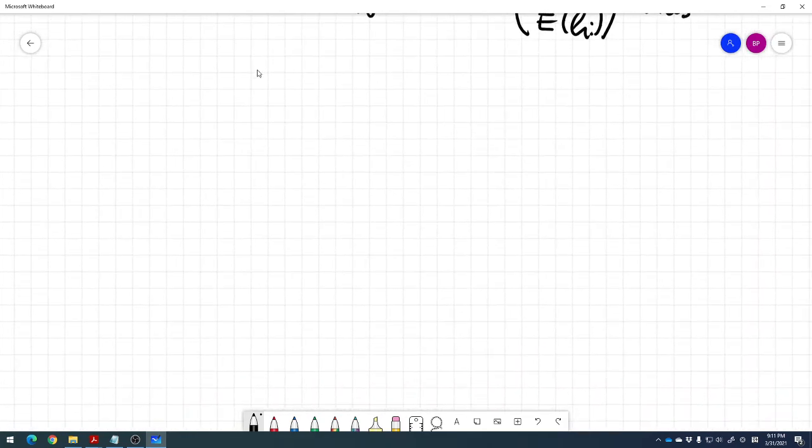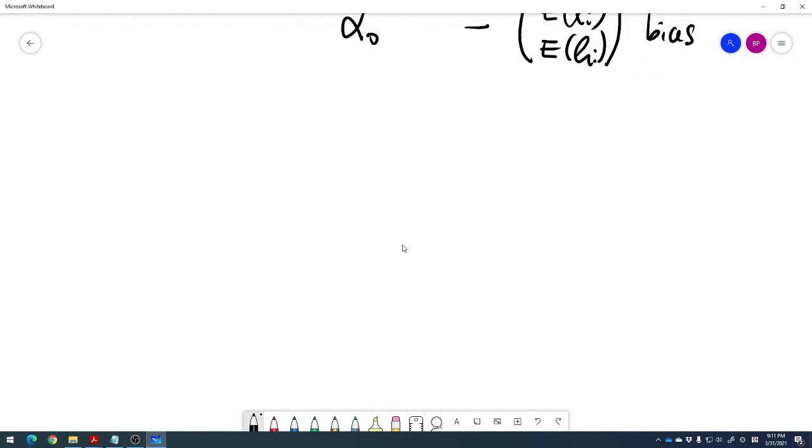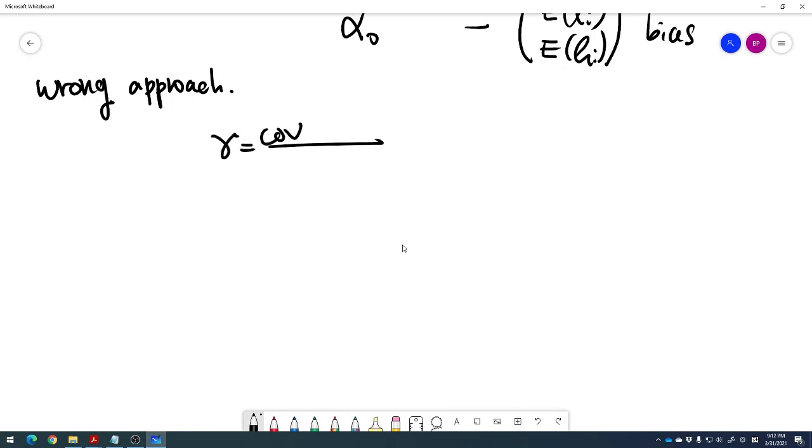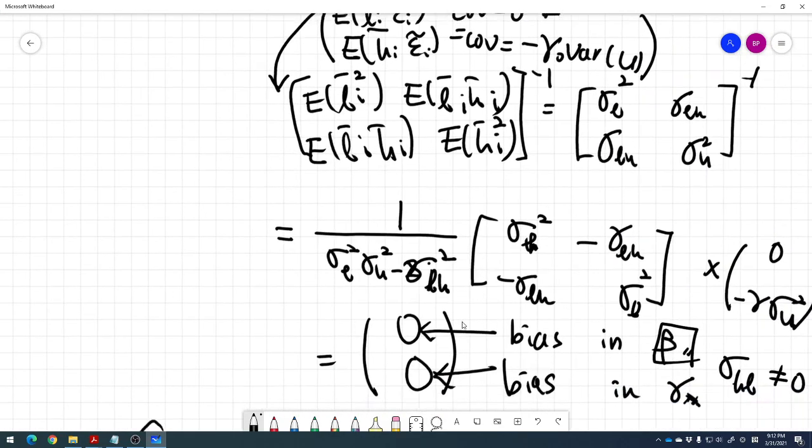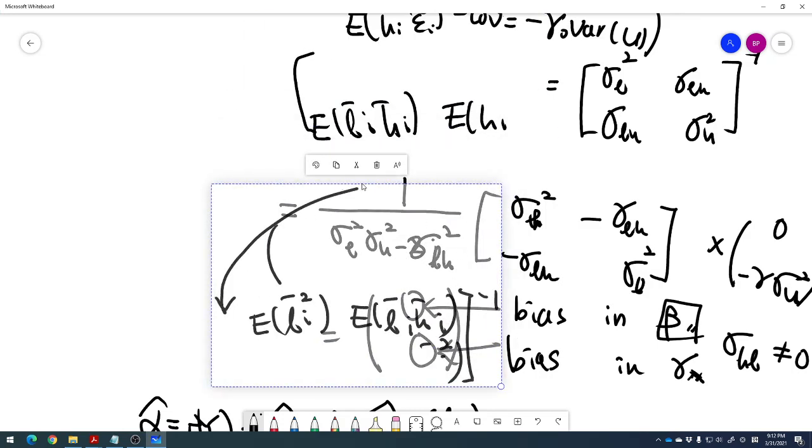By the way, what I wanted to tell you here is that many of you have used the wrong approach. Many of you claim that gamma is the covariance between y and H divided by the variance of H. This is true when H is the only regressor, right? So you are ignoring the other part; compare that with this form.